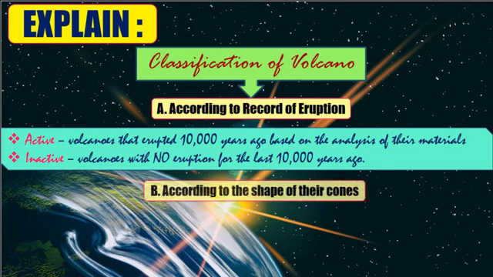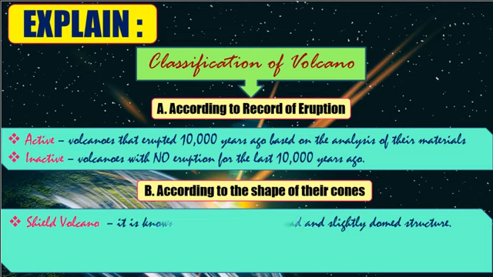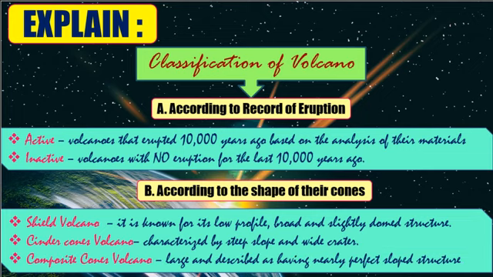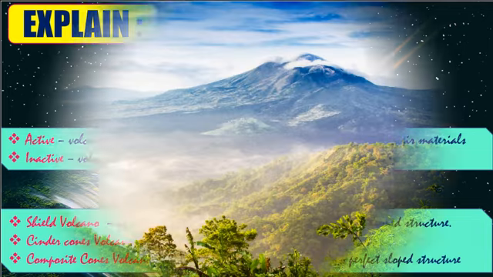And another classification is according to the shape of their cones. First in line is the shield volcano. It is known for its low profile, broad, and slightly domed structure. The cinder cone volcano is characterized by steep slope and wide crater, while the composite cone volcano is large and is described as having a nearly perfect shaped structure.